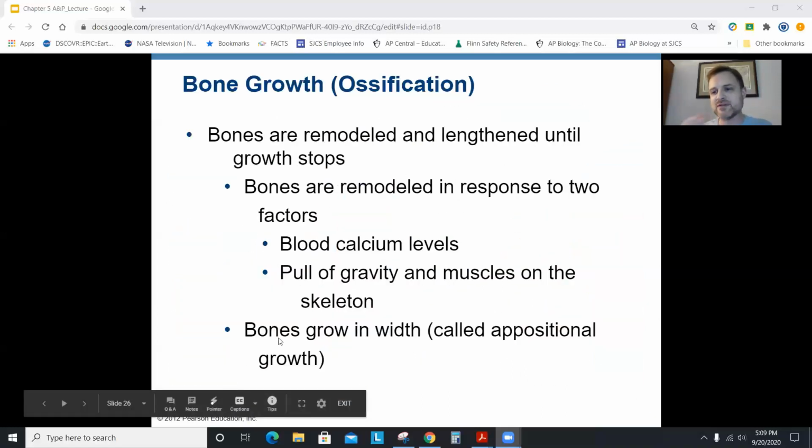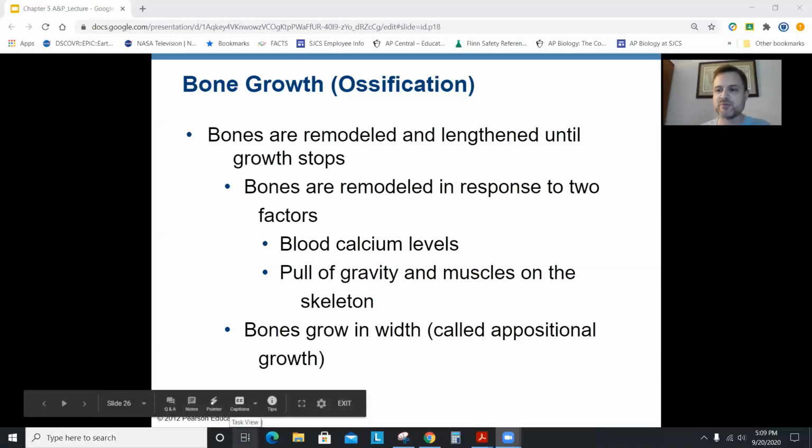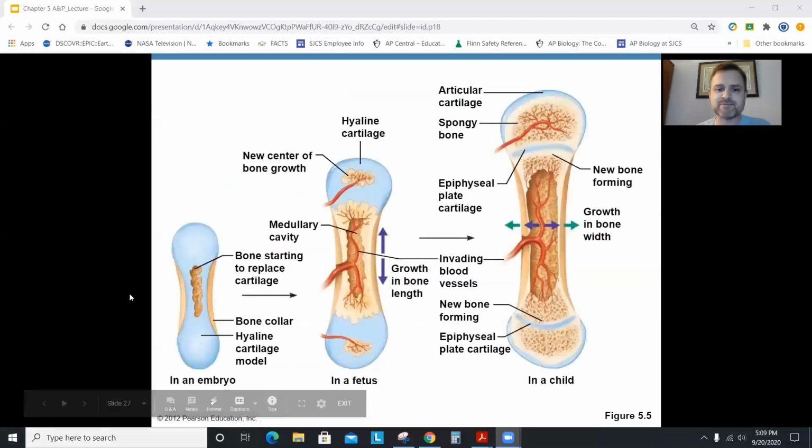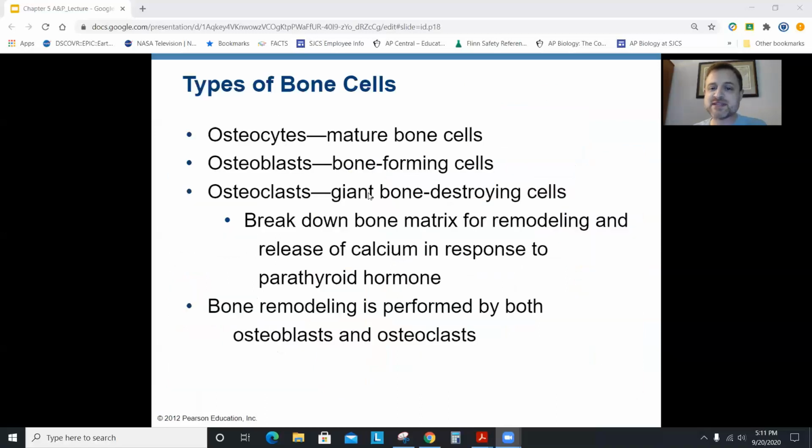The whole deal with the epiphyseal plate was bones growing lengthwise. Appositional growth is when bones grow in girth or in width. Okay, we already saw this diagram, right? Saw that one. So the specific types of bone cells, kids get these words confused all the time.